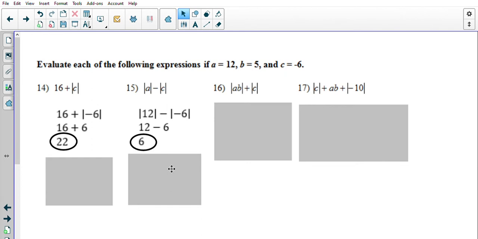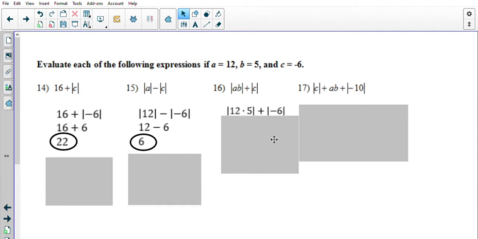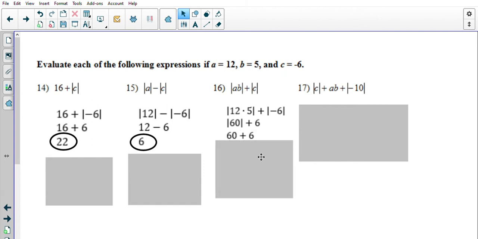Number 16, I have absolute value of AB plus absolute value of C. Now remember, AB does not mean we squish A and B together. It means we multiply A and B. So you're going to notice we're going to have absolute value of 12 times 5 plus absolute value of negative 6. So the first thing I did was 12 times 5 inside those absolute value bars. That got me 60. And then I did absolute value of negative 6 in that same step to get 6. The absolute value of 60 is 60, so I do 60 plus 6 to get my solution, which will be 66.